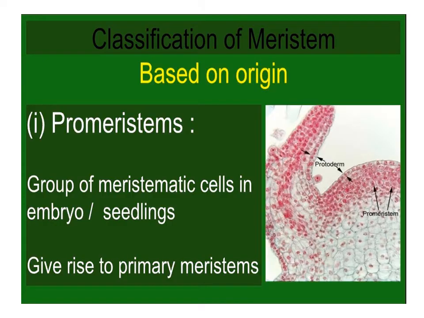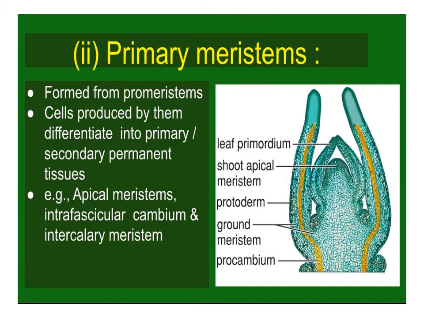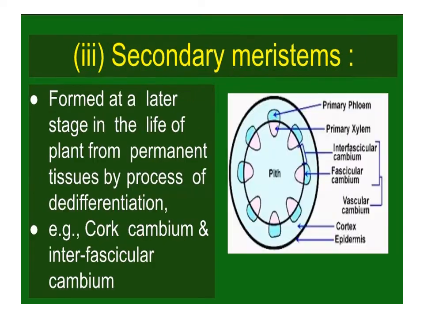Based on origin, a group of meristematic cells in the embryo or seedling is known as a promeristem, which gives rise to the primary meristem. Primary meristems are formed from promeristems. Cells produced by them differentiate into primary permanent tissues. For example, apical meristem, intrafascicular cambium, and intercalary meristem.